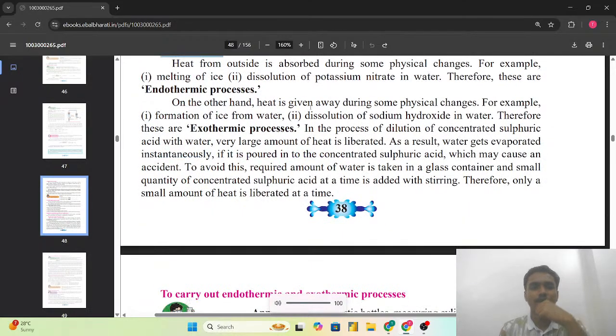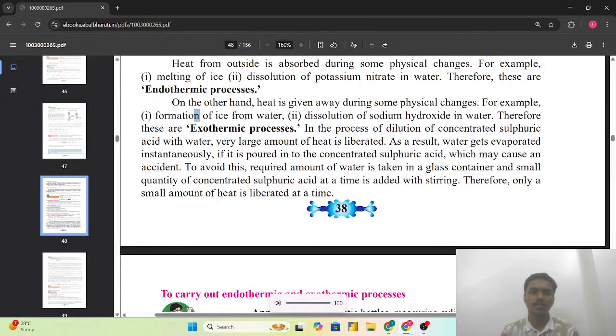On the other hand, heat is given away during some physical changes, for example, formation of ice from water. As we can see here, when heat gets evolved or is given out, such types of reactions are called exothermic reactions. So here is the example of the formation of ice from water.